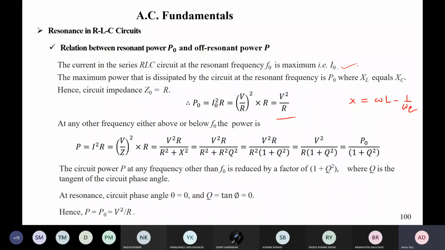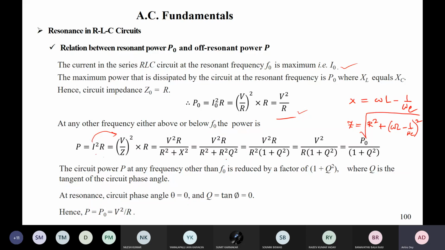Then power P0 is this, that is also okay, where XL is equal to XC, so it is purely resistive. At any other frequency, either above or below f0, the power is what? It is I square into R, where I we should replace with V by Z, where Z is equal to root over of R square plus (omega L minus 1 by omega C) whole square.